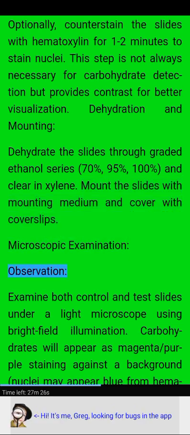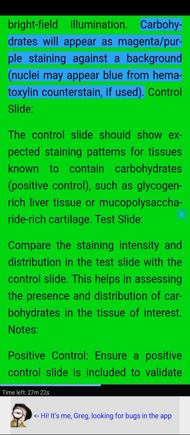Microscopic examination. Observation. Examine both control and test slides under a light microscope using bright field illumination. Carbohydrates will appear as magenta-purple staining against a background. Nuclei may appear blue from hematoxylin counterstain if used.